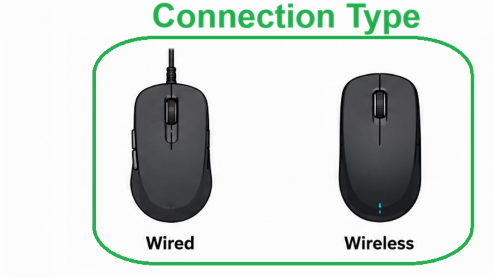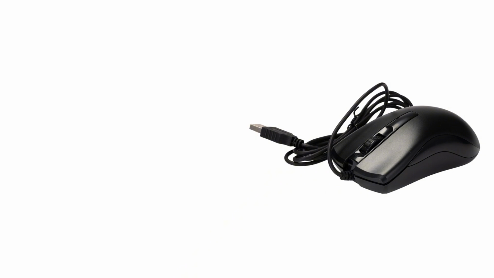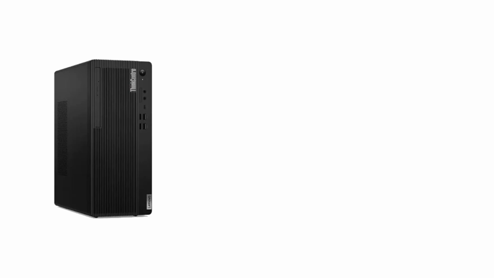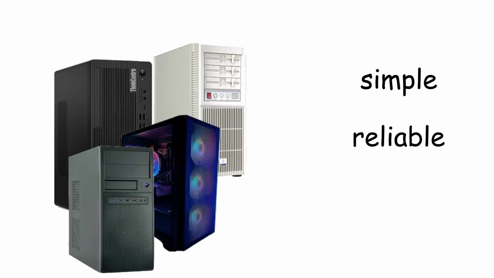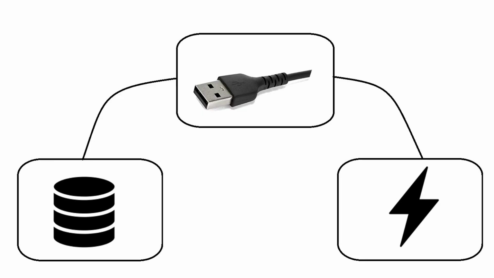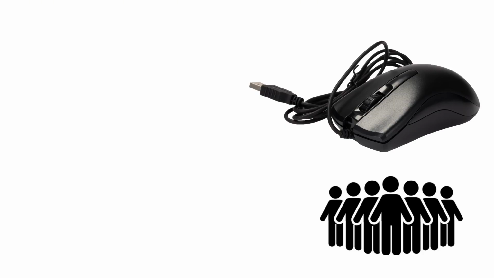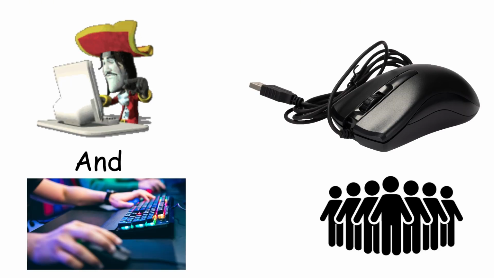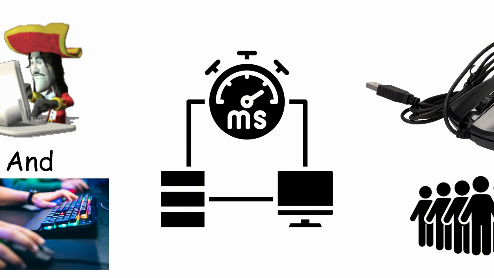Connection type. Wired mouse. A wired mouse connects directly to a computer, usually through a USB cable. It has been the standard choice for desktop computers for decades because it is simple, reliable, and does not need batteries. The cable provides both power and data, so there is no need to charge it or replace batteries. Wired mice are still popular for everyday computer use and gaming, especially when a stable connection matters.